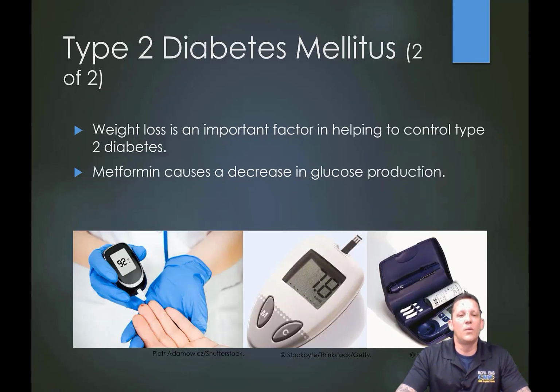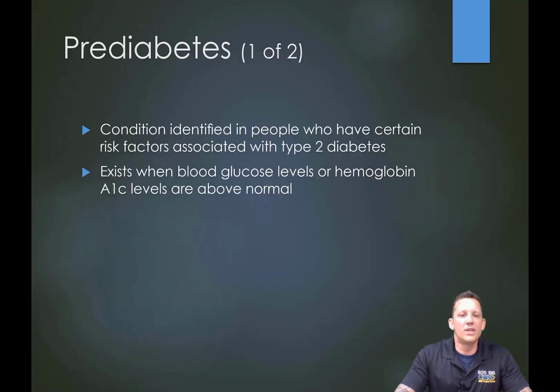Some of the treatments include weight loss as an important factor in helping control type 2 diabetes. I would suspect that's mostly due to the fact that you're decreasing your overall calorie content, and by doing that, most people will decrease their carbohydrate load. Metformin, which is one of the drugs that helps control this, will actually get the body to decrease its ability to create glucose. If you're talking about patients who are pre-diabetic, these are conditions identified in people who have certain risk factors associated with type 2 diabetes.